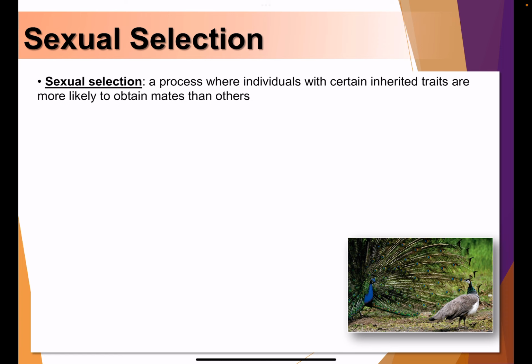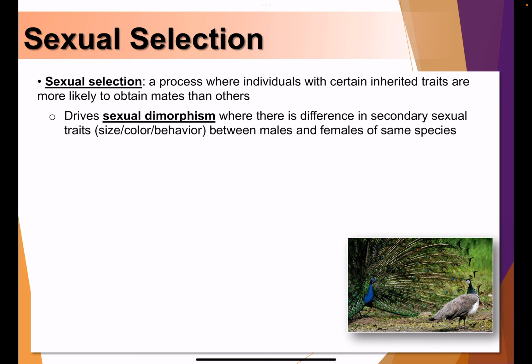So in addition to natural selection, there is also something called sexual selection, which is a process where individuals with certain inherited traits are more likely to obtain mates than the others. This type of selection drives what's called sexual dimorphism, which is where there is a difference in the secondary sexual traits, such as different size, different color, or even different behavior between males and females of the same species that allows one to prefer one over the other, or one of the males or one of the females over the other.